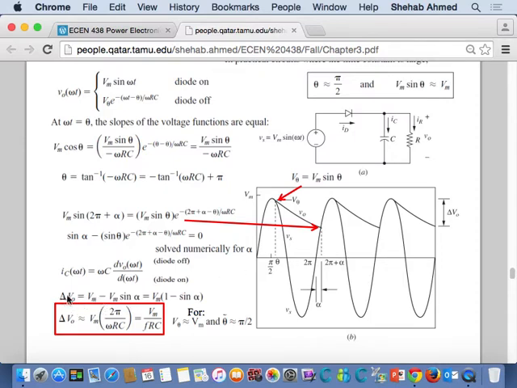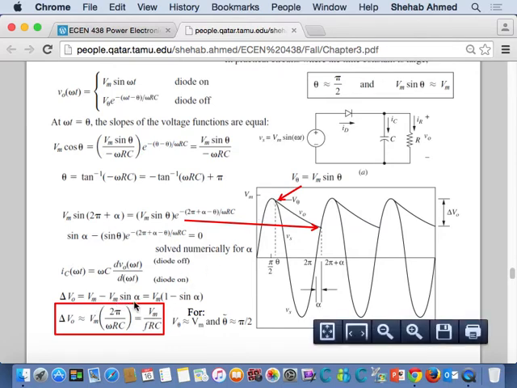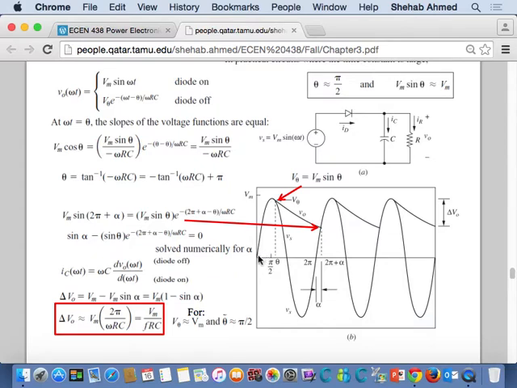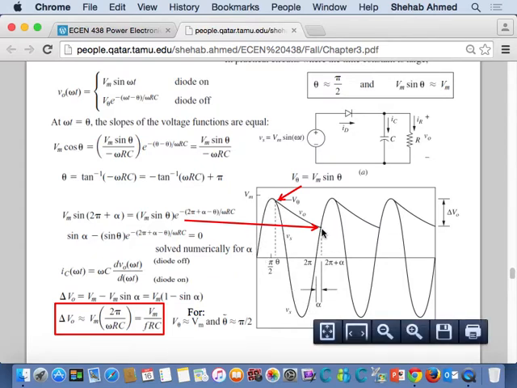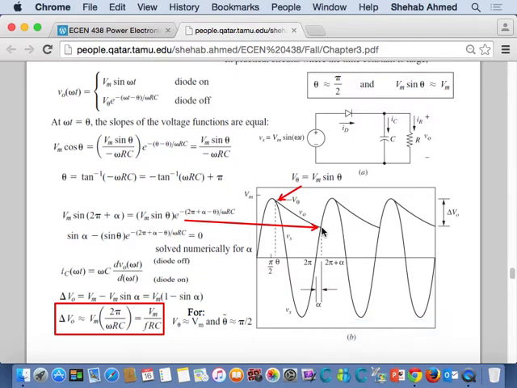So delta V, we'll start from the bottom up. Delta V here, we said, is the difference between my maximum voltage across the load, which is V maximum here, and V maximum sine alpha. This is the point where V maximum sine alpha occurs. So V maximum minus V maximum sine alpha is my ripple voltage. We all agree this is the equation for ripple voltage?